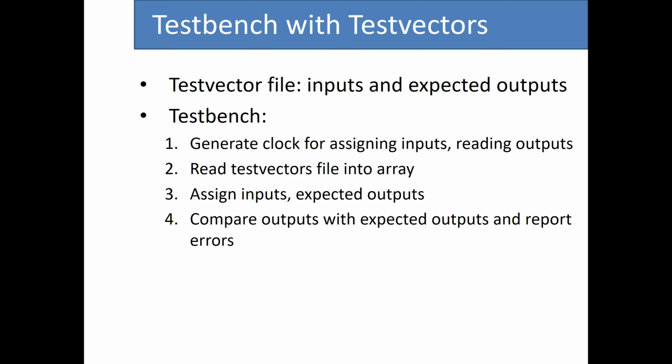In this type, we have a test vector file which lists all the possible inputs and expected outputs. So for the test bench, we first create a clock for assigning the inputs and reading the outputs. Then we read the test vectors file into an array, and we assign the inputs and we record the expected outputs. And then we compare the actual output with the expected output and report the errors, right?